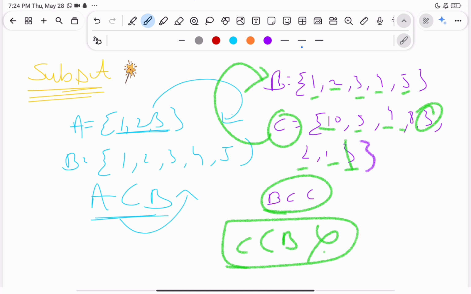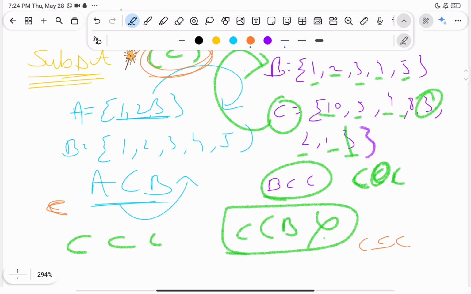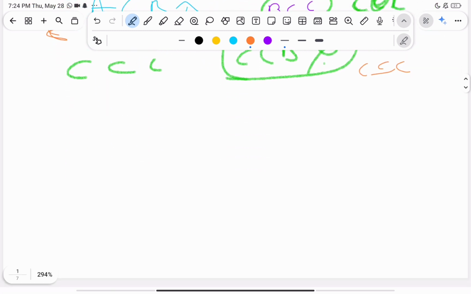And every set is a subset of itself. C is a subset of C. This is the subset symbol. C is a subset of C. Subset is denoted like this. C will be a subset of C always.